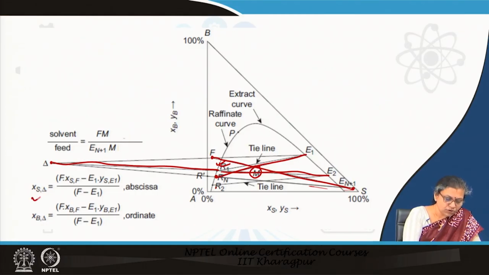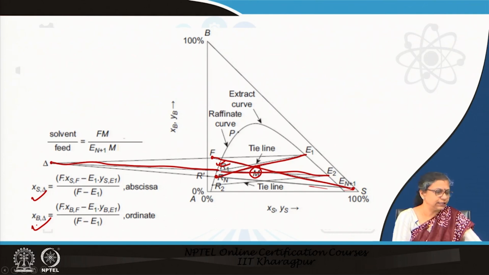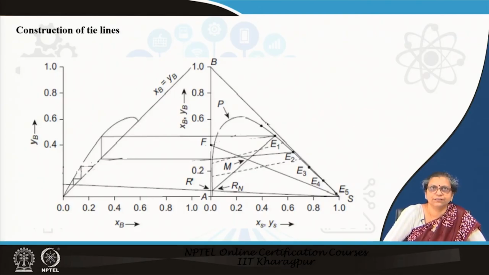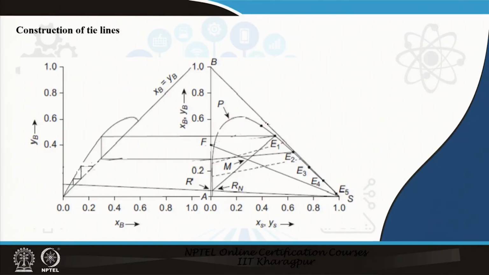In fact, you can also geometrically find out x delta, x b delta, just the way I have told you. So, therefore, once you have done this, you know how to find out the number of stages. The only thing that is remaining now for you to think is how to construct the tie lines. This is the next thing which we will be doing in the next class. We will be discussing about this.